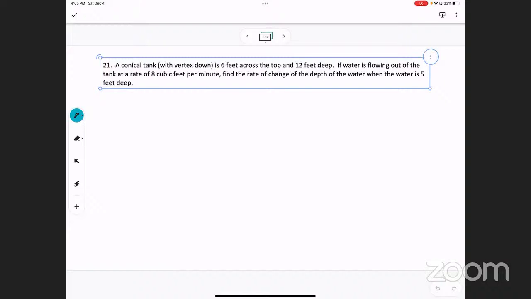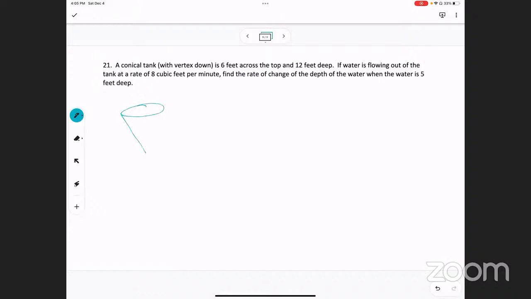All right. The conical vertical tank with vertex down. So this is 6 feet across on the top. So this is 3 feet. The radius is 3 feet, 6 feet across on the top and 12 feet deep. So that's 12. So we're going to have a triangle.